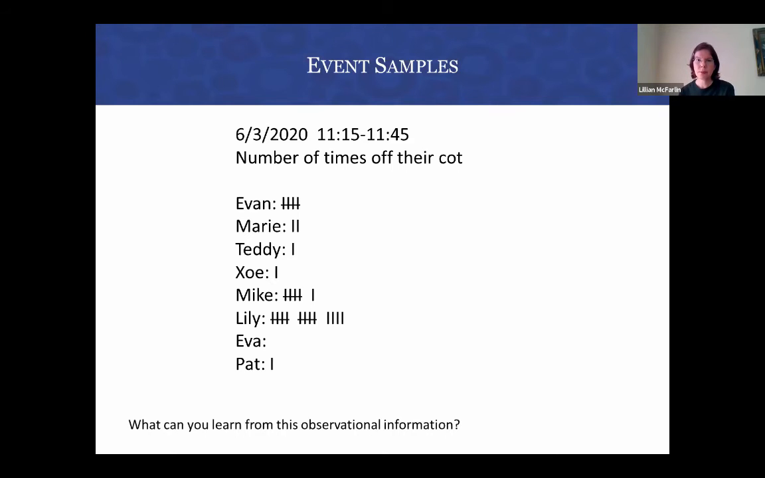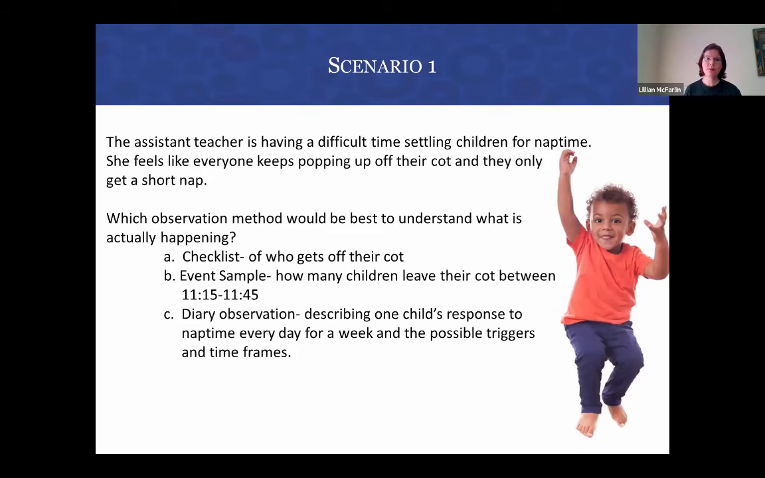All right. So using what we know, here's our first scenario. The assistant teacher is having a difficult time settling the children for nap time. And I thought this picture was very appropriate. That's how they look to me when they're jumping on their cot. She feels like everyone keeps popping off their cot and they only get a short nap. Which observation method would be best to understand what's actually happening?